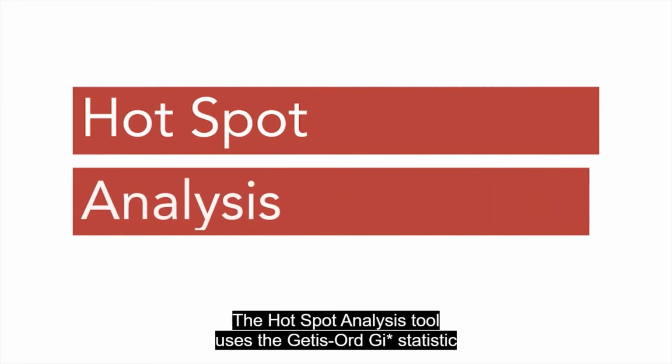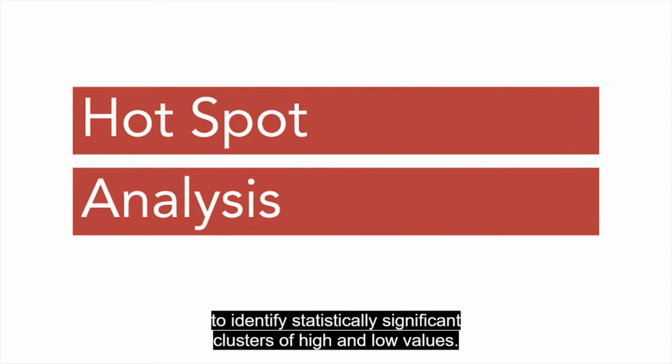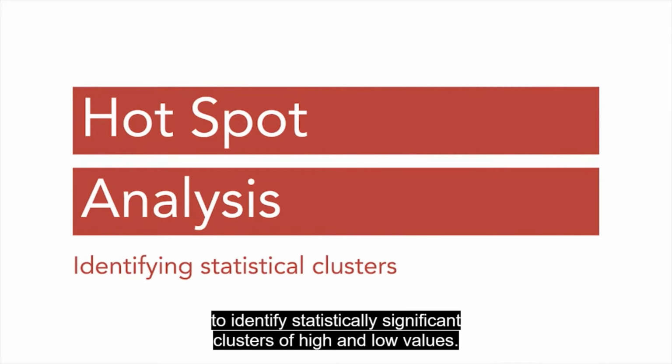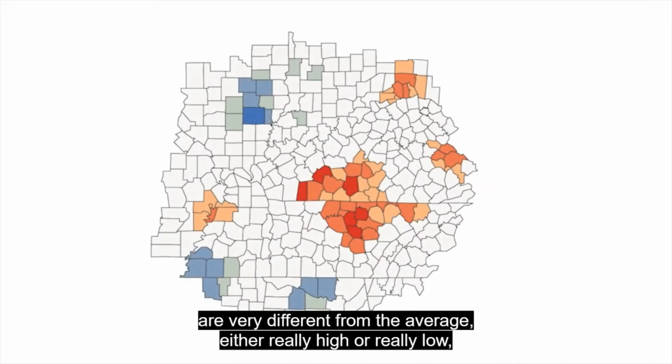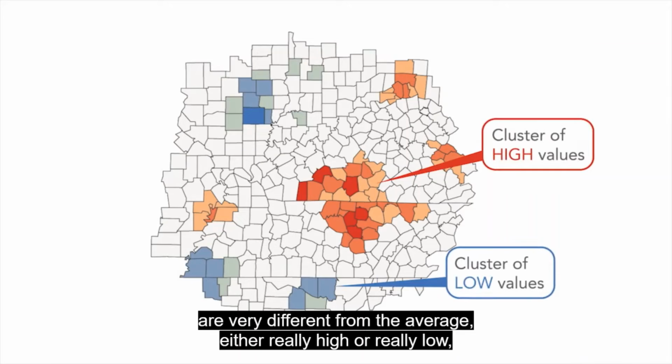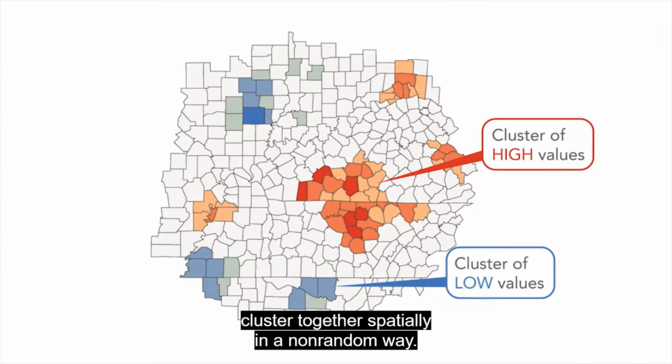The hotspot analysis tool uses the Getis-Ord Gi* statistic to identify statistically significant clusters of high and low values. In other words, it finds places where values that are very different from the average, either really high or really low, cluster together spatially in a non-random way.